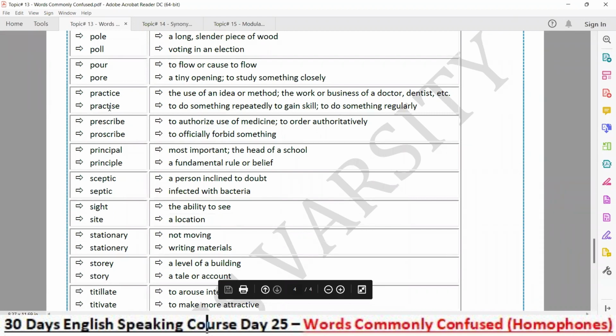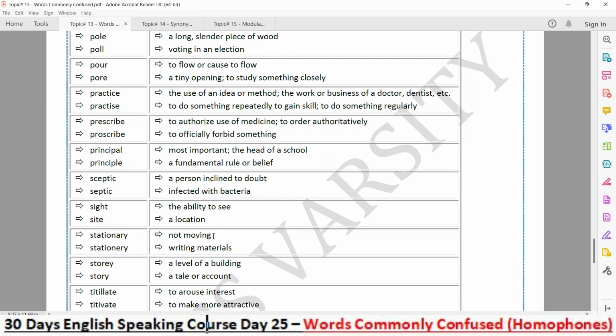Practice, practice. Yeah, principal, principle. Principal, most important, or the head of a school or college. Principle, a fundamental rule or belief, that is principle. Principal. Site, a location. Sight, the ability to see.